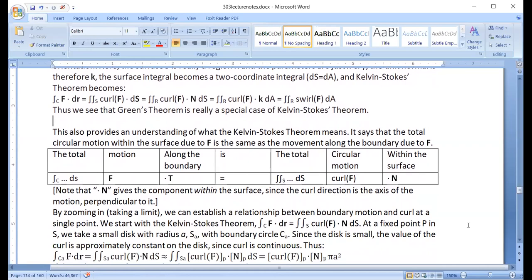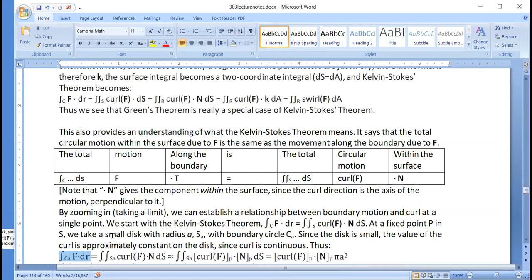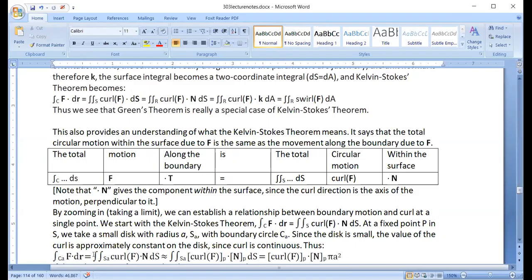So let's make an approximation. Let's take the line integral over our path C sub A of f dot dr. By Kelvin-Stokes theorem, we know that's the same as the double integral over our surface of the curl of f dot unit normal n dS. Now, because we're on this tiny, tiny region, let's say that the curl of f is approximately constant, and the normal vector is approximately constant.